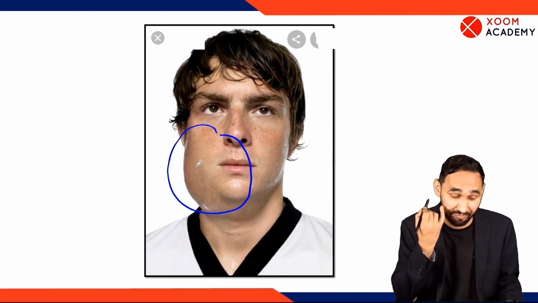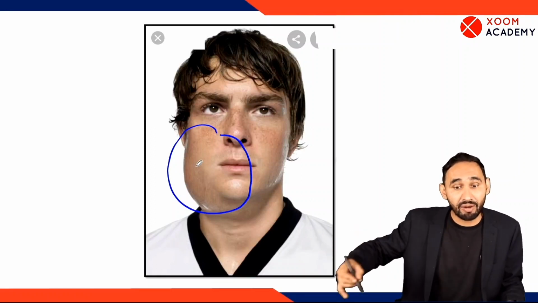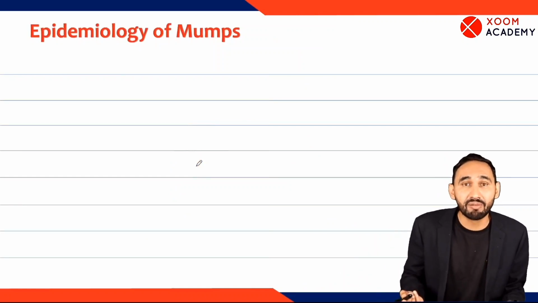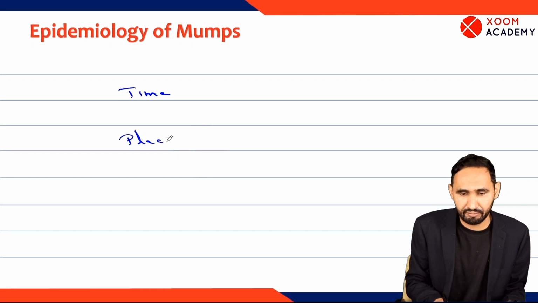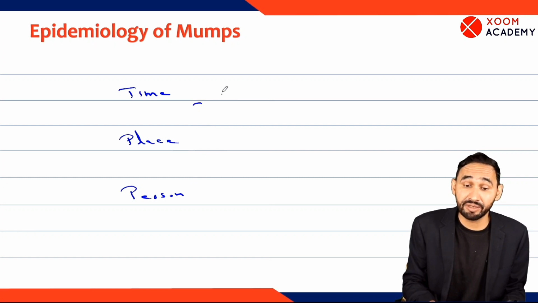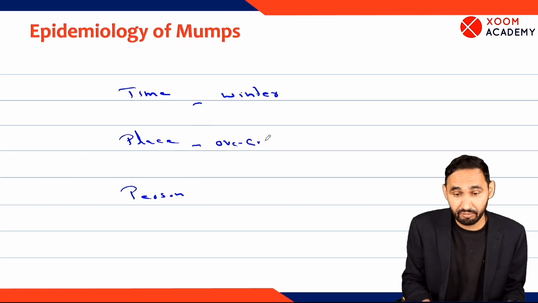There is pain in chewing. It also involves lymph nodes. It spreads from lymph nodes and spreads throughout the body. What is epidemiology of mumps? We can say distribution according to time, place, and person. It is more common in winter season. All the respiratory diseases are predominant in winters. They are all predominant in overcrowded places. Person, children of 10 to 15 years.